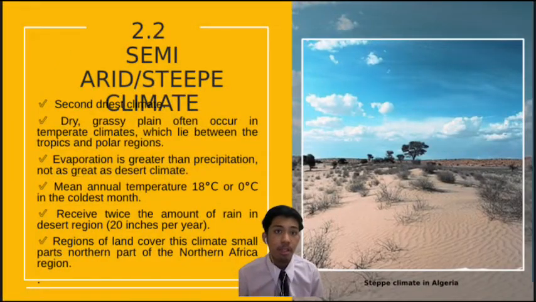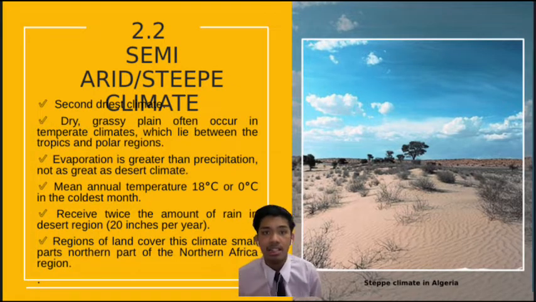Next is the semi-arid climate, which is the second driest climate. In the semi-arid climate, dry, grassy plains often occur, which means it lies between the tropics and polar regions. The mean annual temperature for this climate is 18 Celsius, or 0 Celsius in the coldest month. The region of land covered by this climate is a small part, the northern part of the Northern Africa region.